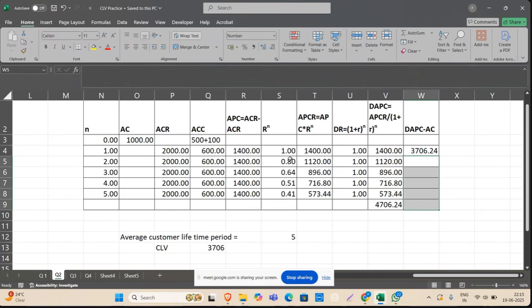Where is the question? The retention rate will also be given in the questions. Where is the question? It is mentioned in Google Classroom. Oh, okay.